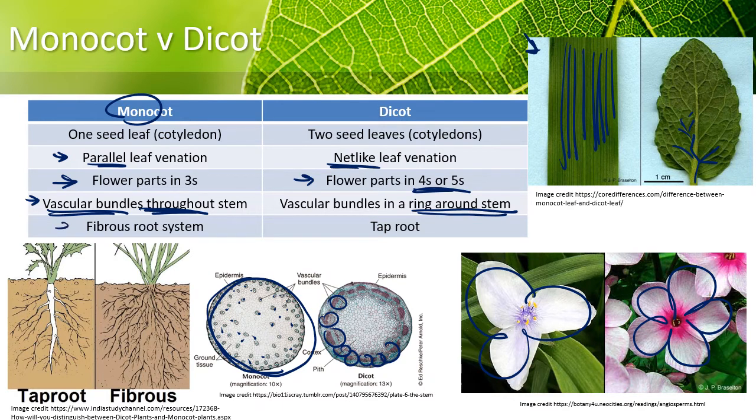And then last but not least, our roots are a little bit different. Our monocots will have fibrous roots, so they're just kind of all over the place. And then our dicots have what we call a taproot. So there's one main root, and then there are little branches off of that main root.